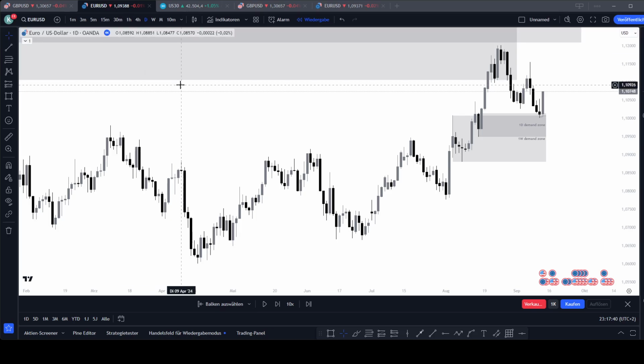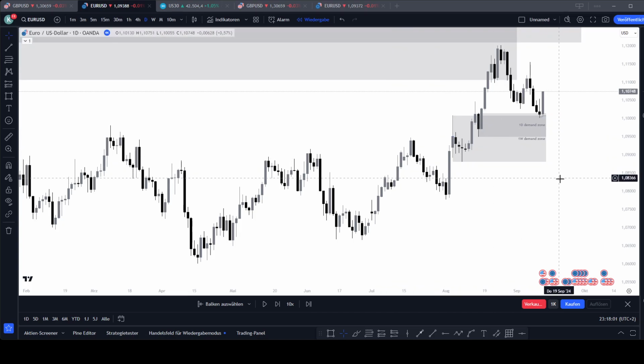Okay, looking at this chart, I would like to start my analysis on the daily time frame. Obviously, before I get into a trade, I always analyze the market from a higher time frame perspective before I scale down to a lower time frame perspective to be able to spot my entry.